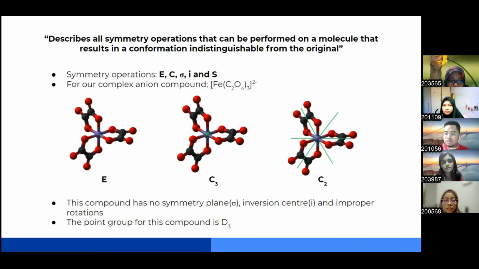All right, for our compound, potassium trisoxalatoferrate(III) trihydrate, the coordinate complex ion, trisoxalatoferrate(III), has symmetry operations E, identity, and C3, where we can look at 3 oxygen atoms at the top and at the bottom, which we can rotate by 120 degrees. And also C2, where the axis goes through the center atom and passes through the oxalate ion, which we can rotate by 180 degrees. So for this compound, it has no symmetry plane, no inversion center, and no improper rotation. So the point group for this compound is D3.